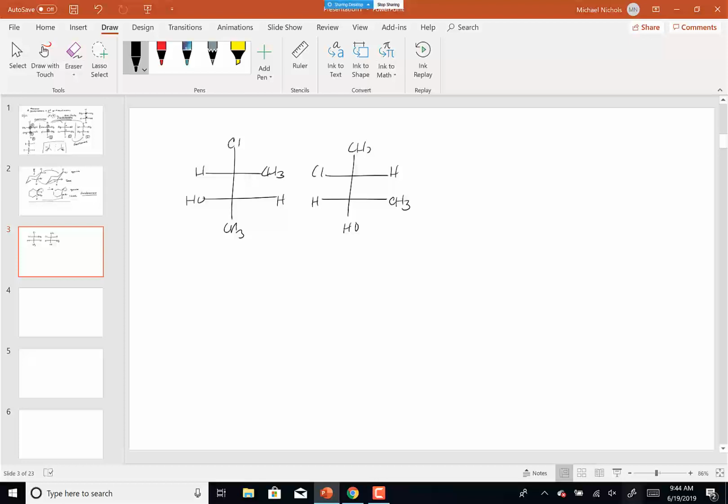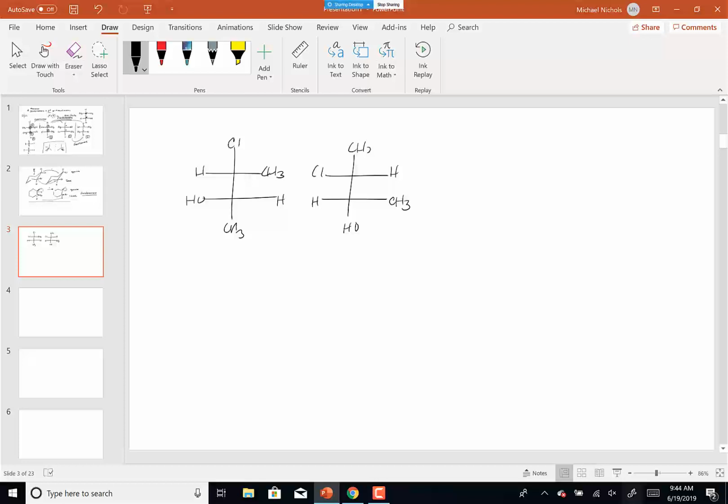What's my goal? My goal is compared to top. Now, let me take a step back. When you start one of these problems, here's what we have to do. We have to make absolutely sure that the top carbons are the same and the bottom carbons are the same.